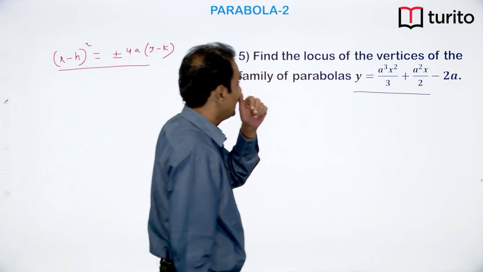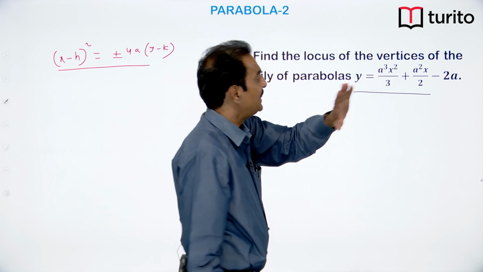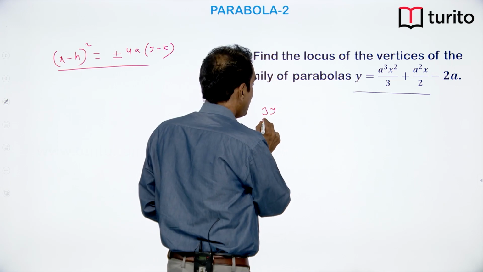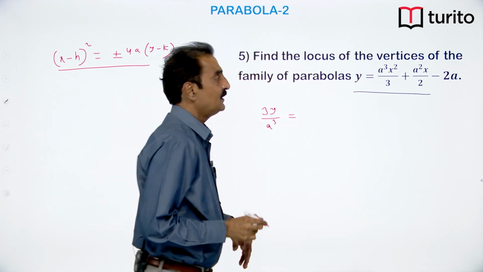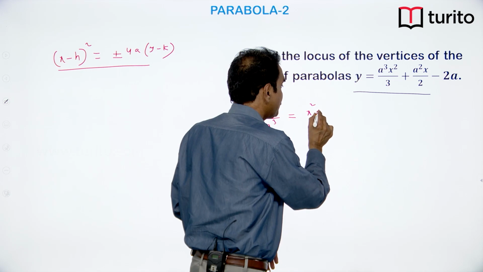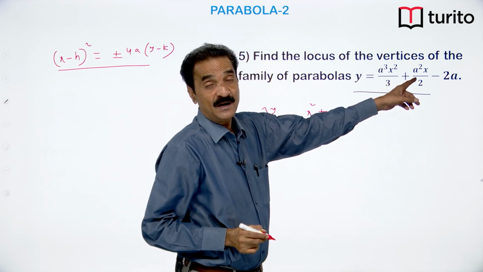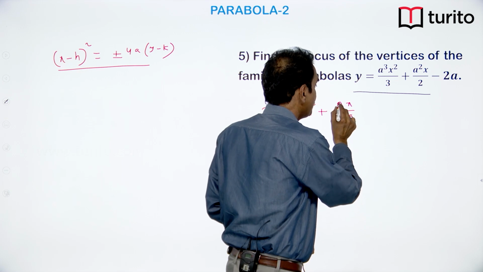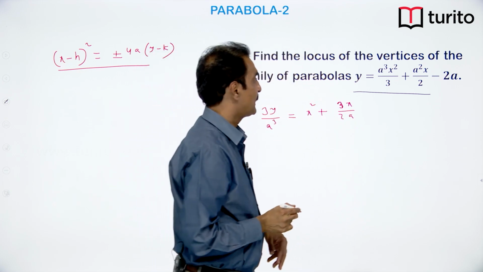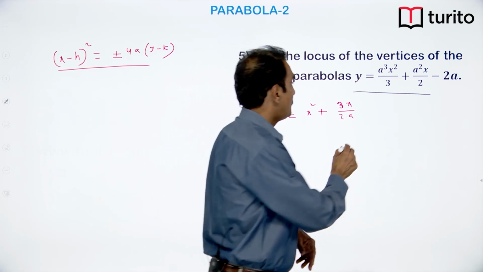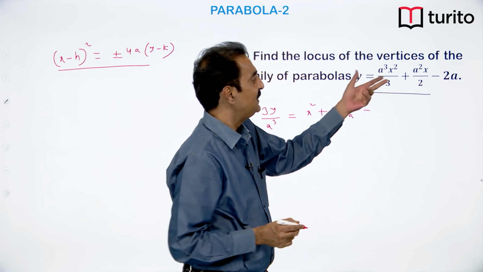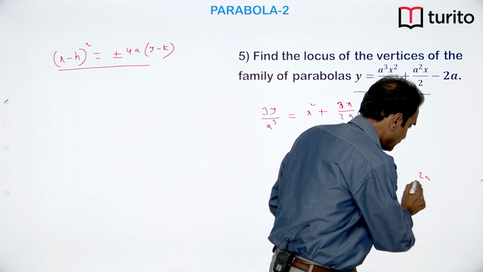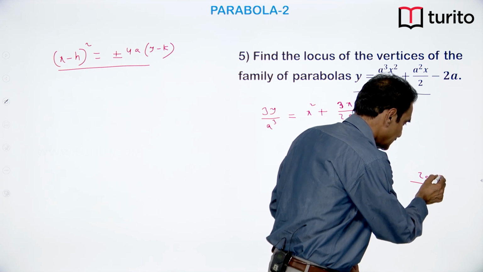For that, first you divide by a cube by 3 on both sides, then you will get 3y by a cube is equal to x square plus, dividing by a cube by 3, you will get 3x by 2a minus, dividing by a cube by 3, you will get 6 by a square, because 2a by a cube by 3 is 6 by a square.